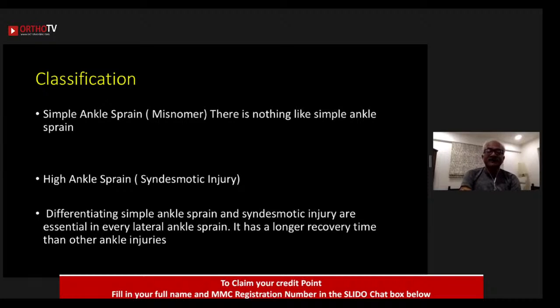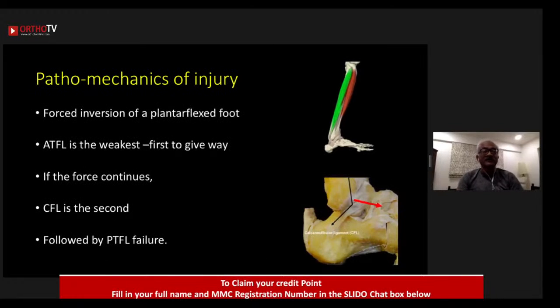Differentiating lateral ankle sprain and syndesmotic injury is very, very essential in every patient of ankle sprain you see, as syndesmotic injury has a longer recovery time than other ankle injuries, and return to play may be considerably delayed.